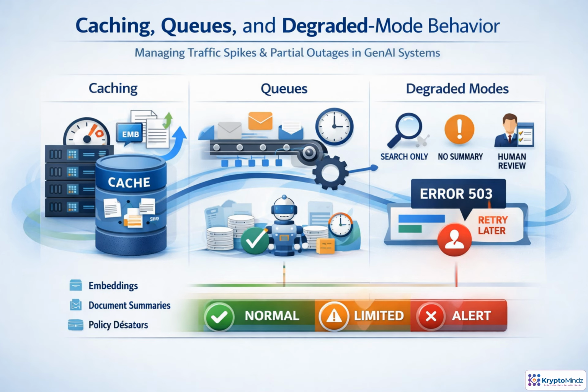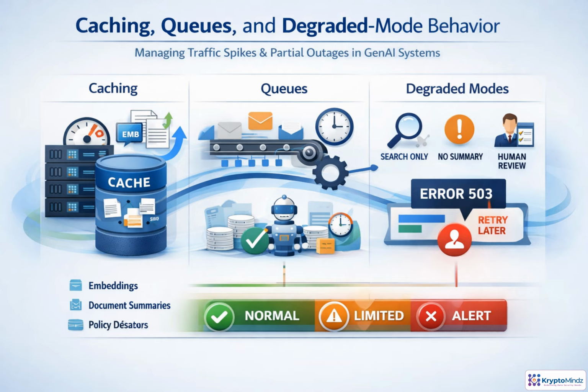Not every GenAI request should become a fresh, synchronous model call. Cache anything deterministic or slow to recompute, such as embeddings, retrieval results, summaries, and policy decisions. When demand spikes, move non-urgent work into queues so workers can process generation, batching, or long-running tasks without overwhelming dependencies.